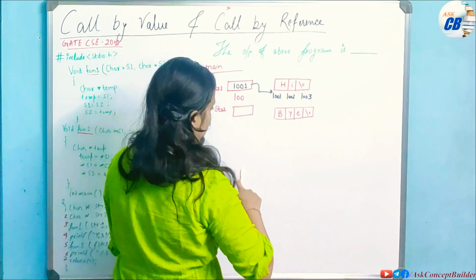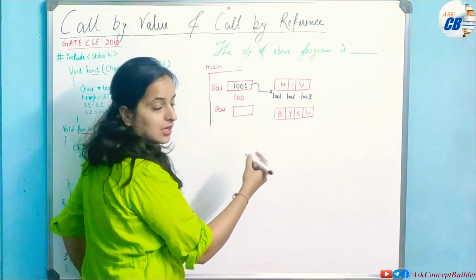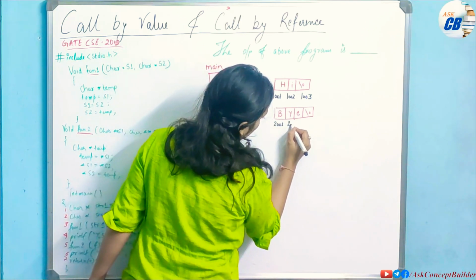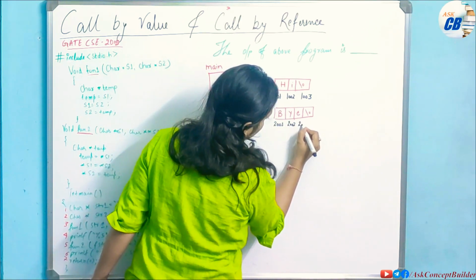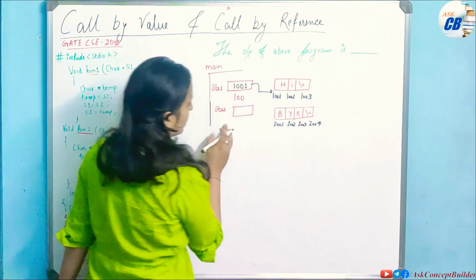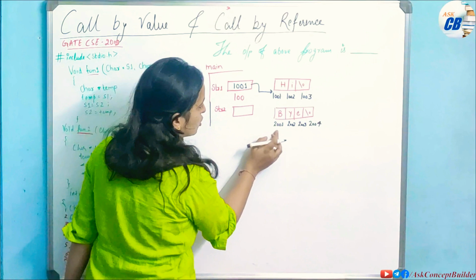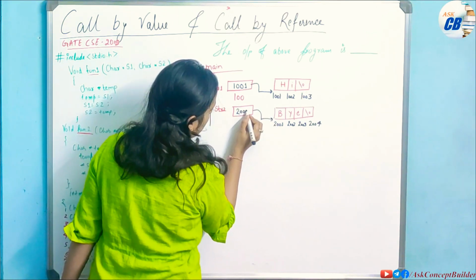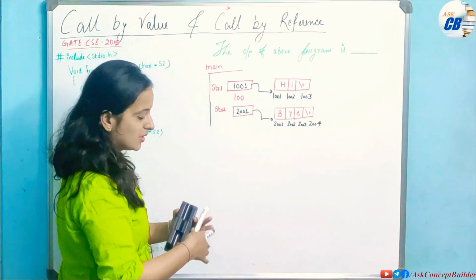Okay, so now let us suppose the address of this, let us suppose I am taking 2001 here, this is your 2002, this will be your 2003, and this is your 2004. Fine, now this str2 will store the address of this 2001, okay, because it is pointing to this string.